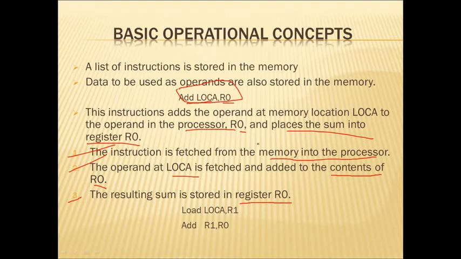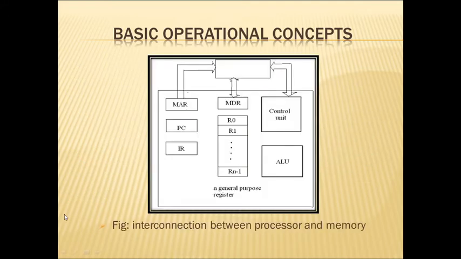The result is stored in register R0. Similarly, load location A, R1, and add both R1 and R0. This is how instructions are stored in the memory for the operation. Next, the basic block diagram of the basic operational concept, the interconnection between processor and memory.